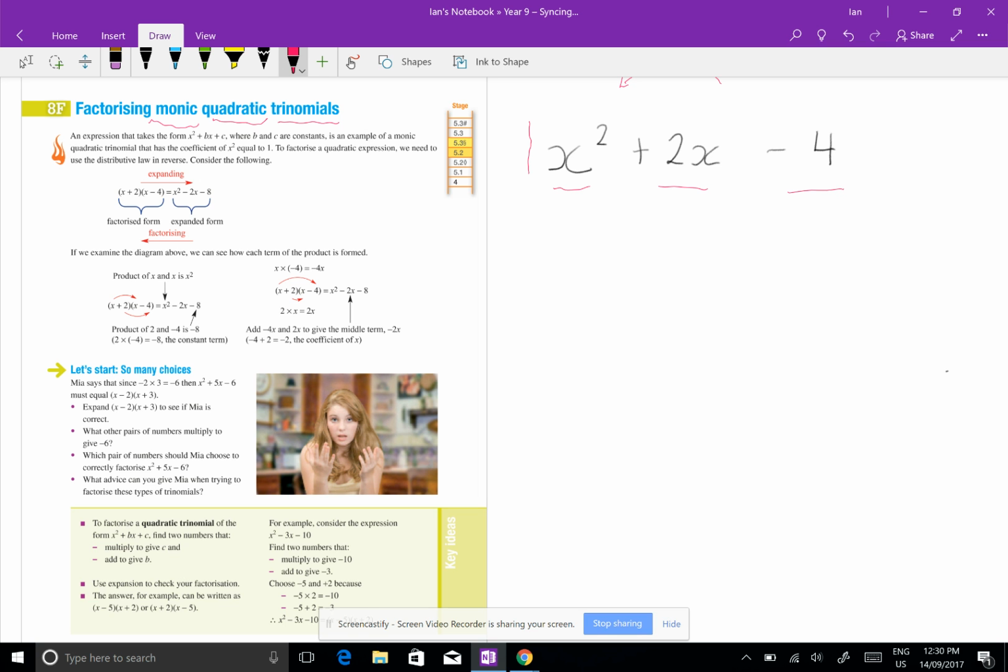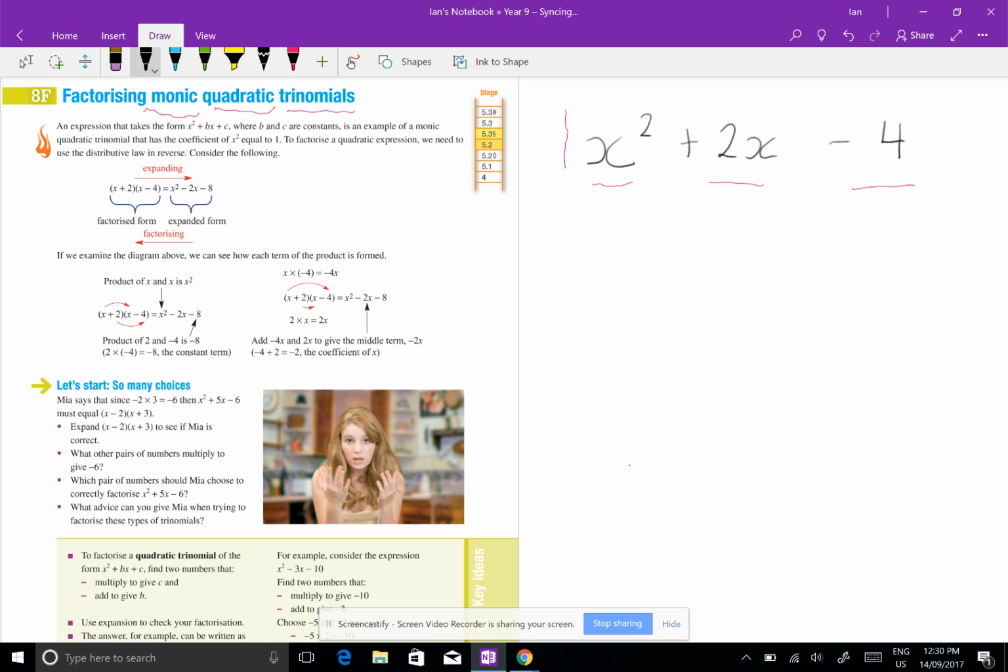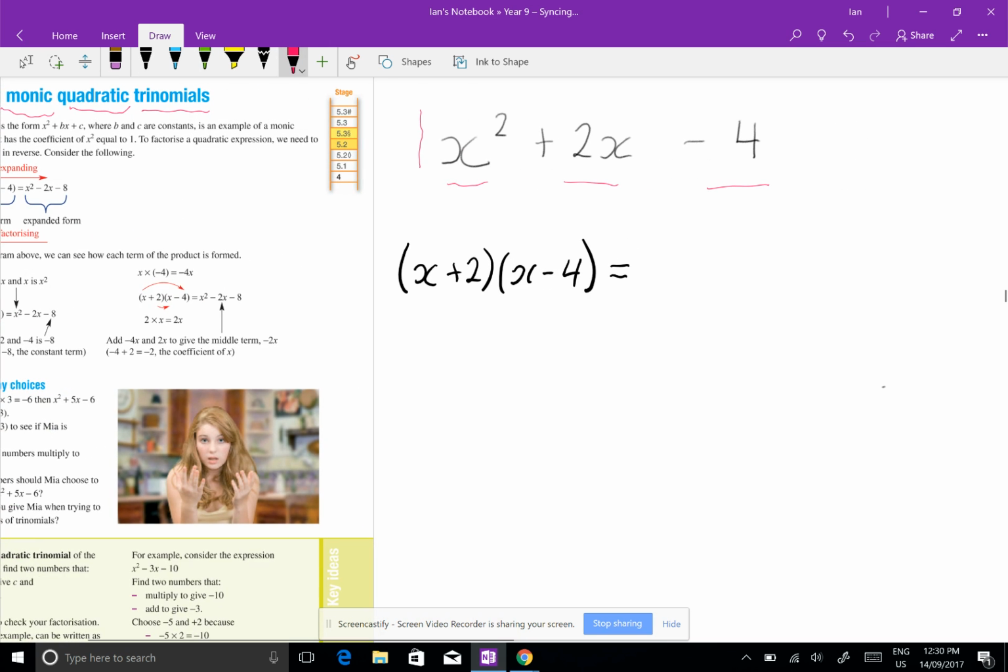Now, let's have a look at how we're going to work this out. First of all, let's go back, and I'm going to use the example that they've got in the textbook here. In the textbook, they take x plus 2, x minus 4. Now, we know how to expand that. 2 things by 2 things, I'm going to get those 2 and those 2. And we've done lots of these.